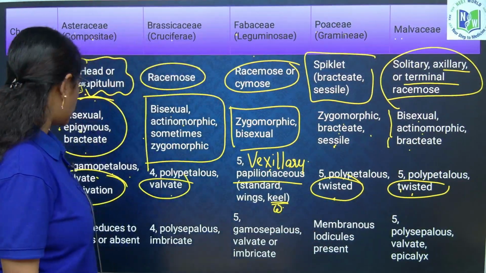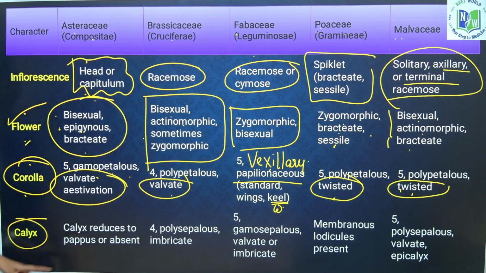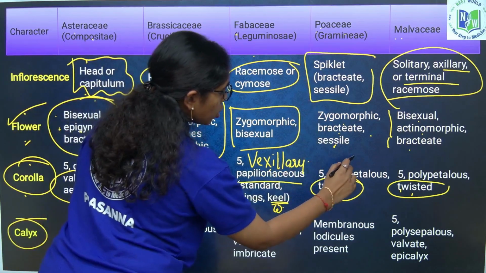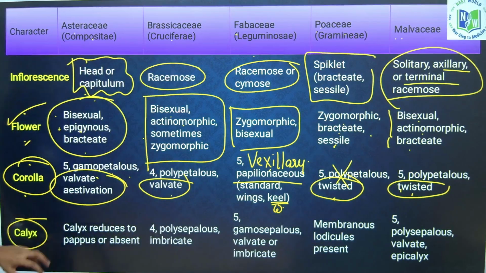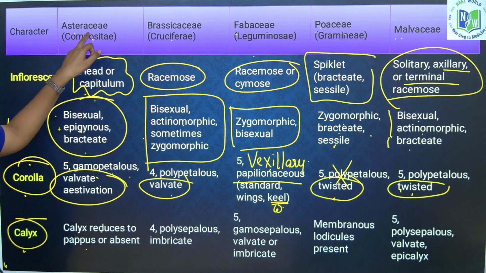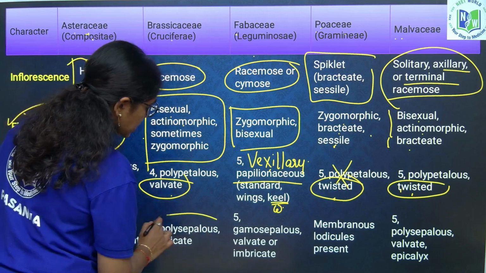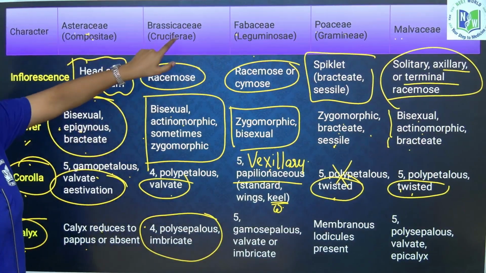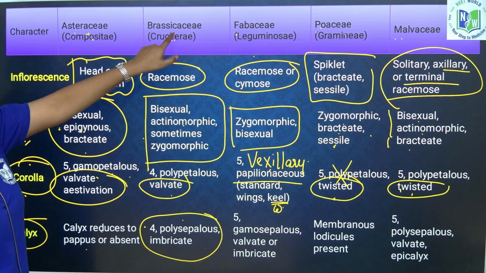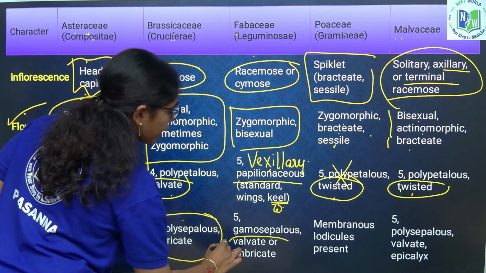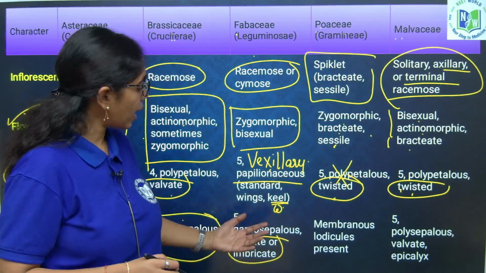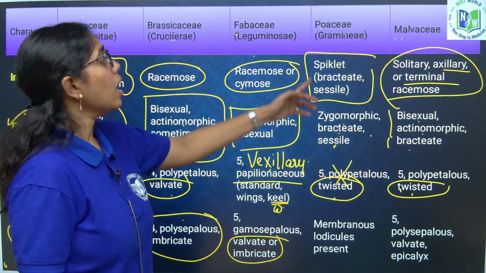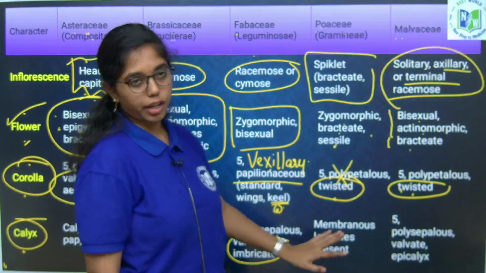Calyx, if you look into it, the calyx is reduced, actually here for Poaceae only lodicules are there, membranous lodicules are present, that's it. When it comes to the calyx, it reduces to pappus in Asteraceae, we have learnt, and it is polysepalous imbricate in Brassicaceae, imbricate calyx or sepals you will see in Brassicaceae. Fabaceae it is either valvate or imbricate. With respect to the floral diagram of NCERT, we will consider valvate only, but it can also be imbricate in few plants of Fabaceae. Poaceae, they have membranous lodicules, okay.